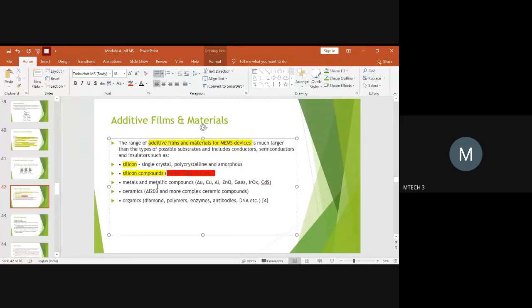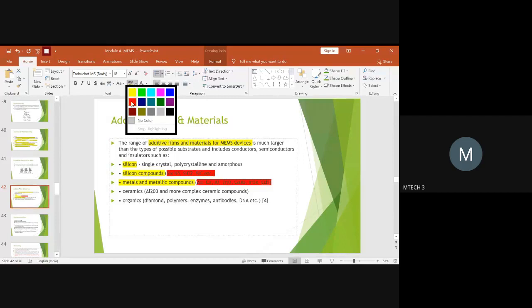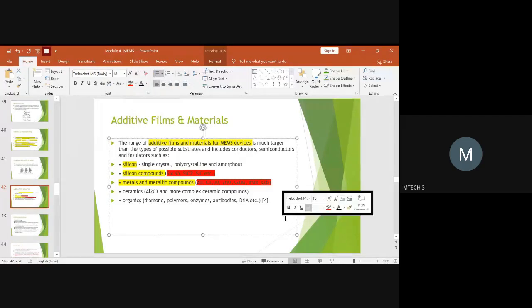Suppose instead of a silicon substrate, you are going for metal and metallic substrates, right? For those, what adhesive materials do we use? These elements are the adhesive materials which are used. So you should be very careful about which substrate you are using. For that, you have to decide which adhesive material to go for.